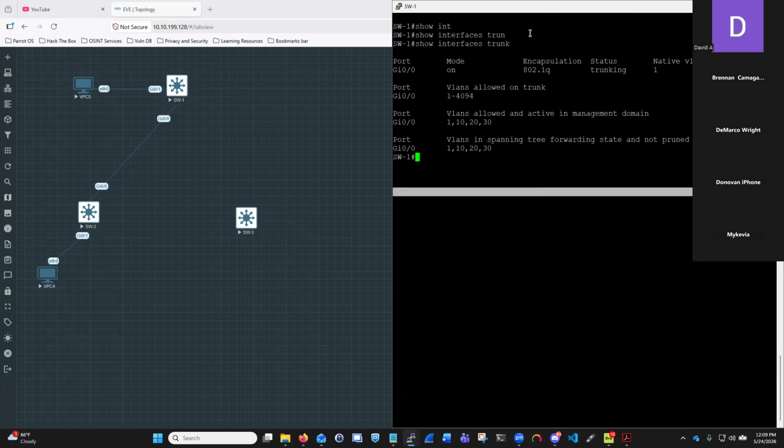So let's have a discussion. Let me get my pencil. I want to talk about this trunk between switch 1 and switch 2, and what you guys are going to learn within chapter 8.